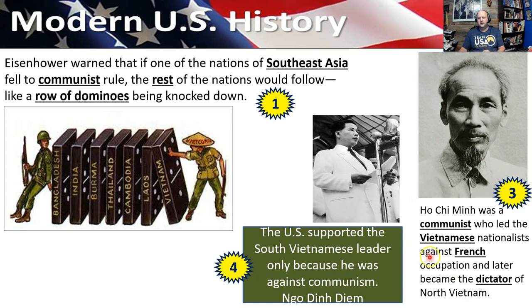Sorry about that. So yeah, all right, and then number 4 here, the United States supported the South Vietnamese leader only because he was against communism, and that guy's name, that's this guy here, Ngo Dinh Diem. So I've talked about this before, but the United States had this kind of history during the Cold War of supporting some pretty brutal dictators as long as they weren't communists. So it didn't really matter how terrible of a person they were and how terribly they treated their people. If they weren't communists, we were cool with them. And that was the case here with Ngo Dinh Diem, who was the leader of South Vietnam.